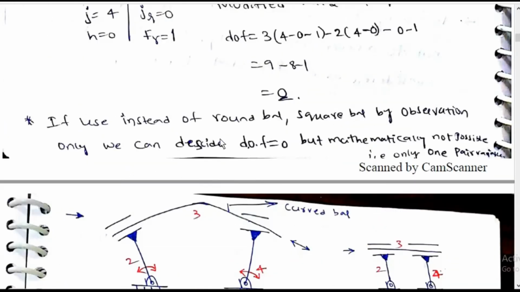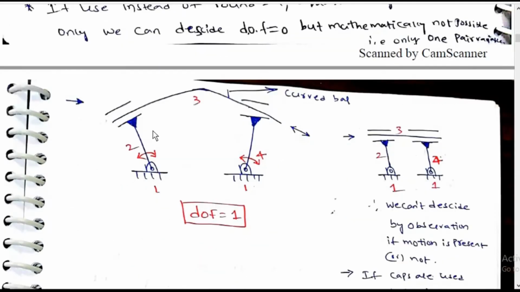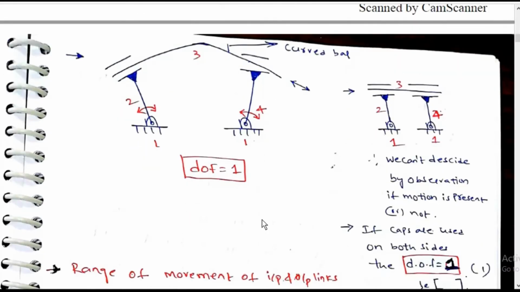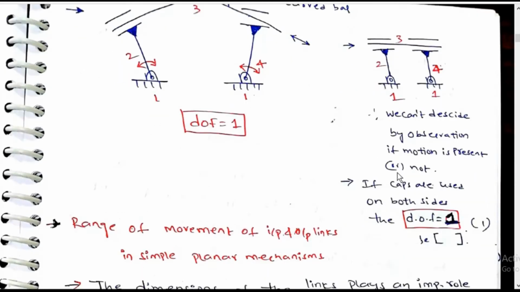If we use instead of round bar a square bar, by observation only we can describe degrees of freedom is equal to 0, but mathematically not possible. That is only one pair variable. If curve bar, then degrees of freedom is equal to 1, and this we can't describe by observation if motion is present or not. If caps are used on both sides, then on both sides the degrees of freedom is equal to 1.